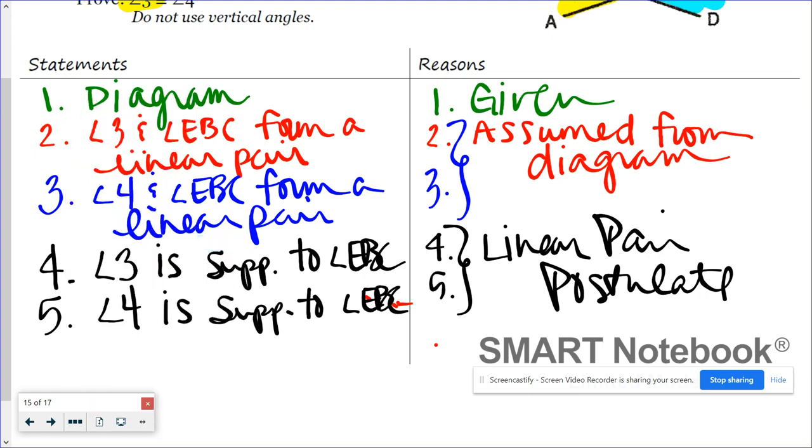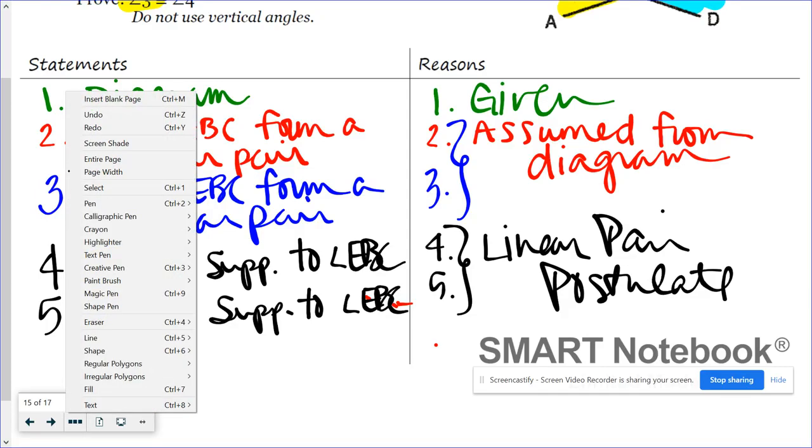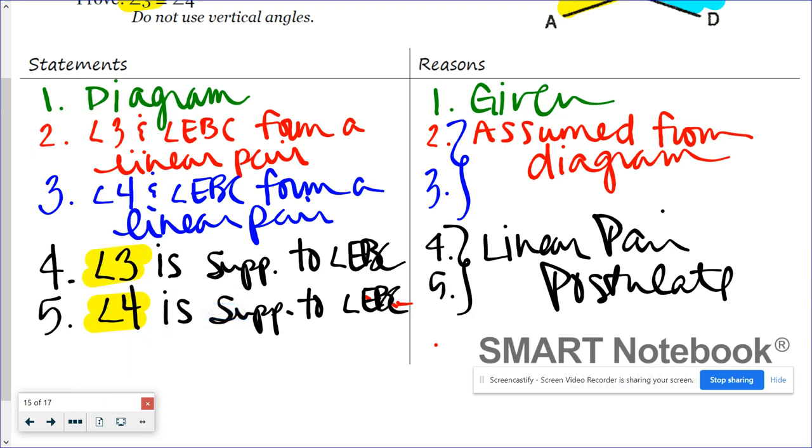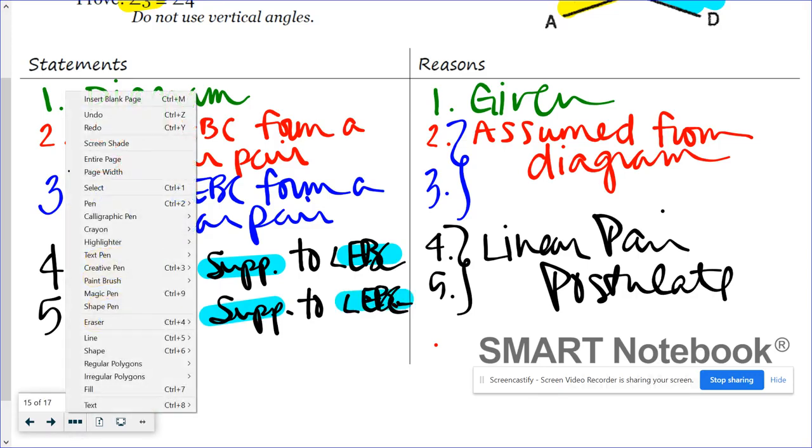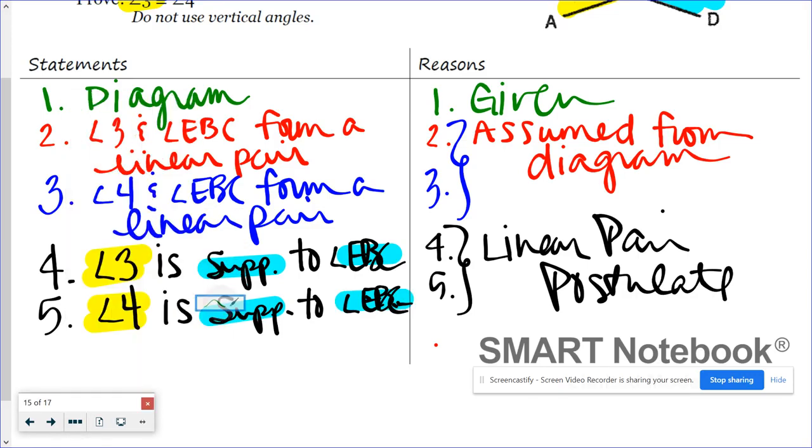We're trying to prove that angle 3 is congruent to angle 4. Now, both of these angles are part of our proof. Like here's angle 3, here's angle 4. What else do you notice? Oh yeah, we said angle 3 was supplementary to angle EBC, angle 4 was supplementary to angle EBC. So they're supplementary to the same angle. So what does that mean? Exactly. That means they're congruent.